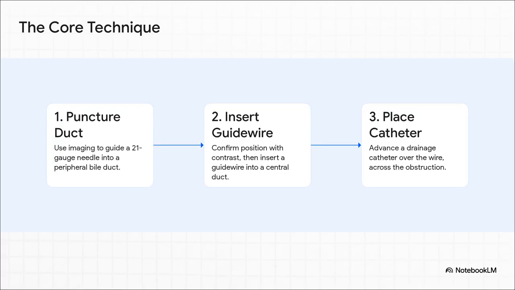The whole procedure can really be broken down into 3 main stages. First, using imaging to see what we're doing, we guide a tiny needle into a bile duct out on the edge of the liver. This takes a lot of precision. Second, once we're in, we inject a little puff of contrast to confirm we're in the right spot. Then we thread a guide wire into a bigger, more central duct. And finally, we slide a drainage catheter over that wire, navigate it past the blockage, and place the tip in the duodenum. And just like that, we've reestablished the natural flow of bile.